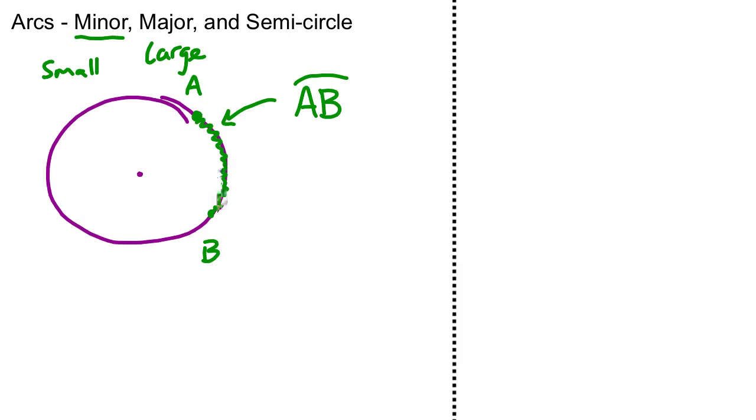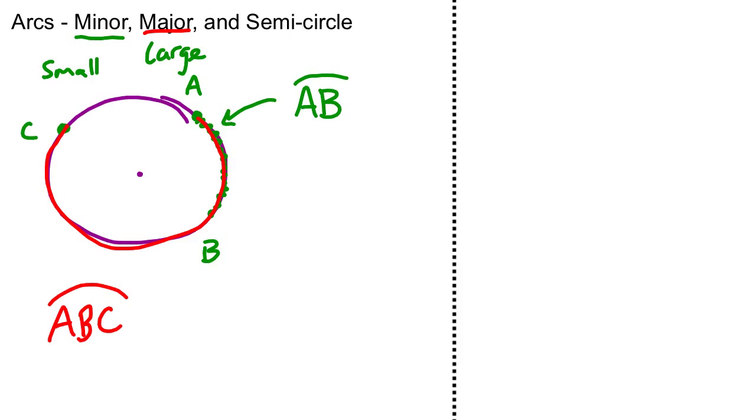So this is A, B, and let's put another point over here, C, right? So this arc, I'm going to put it in red here, maybe something like this, this arc from A to B to C, we would call that arc ABC. And that's going to be a major arc, because it's greater than 180 degrees.